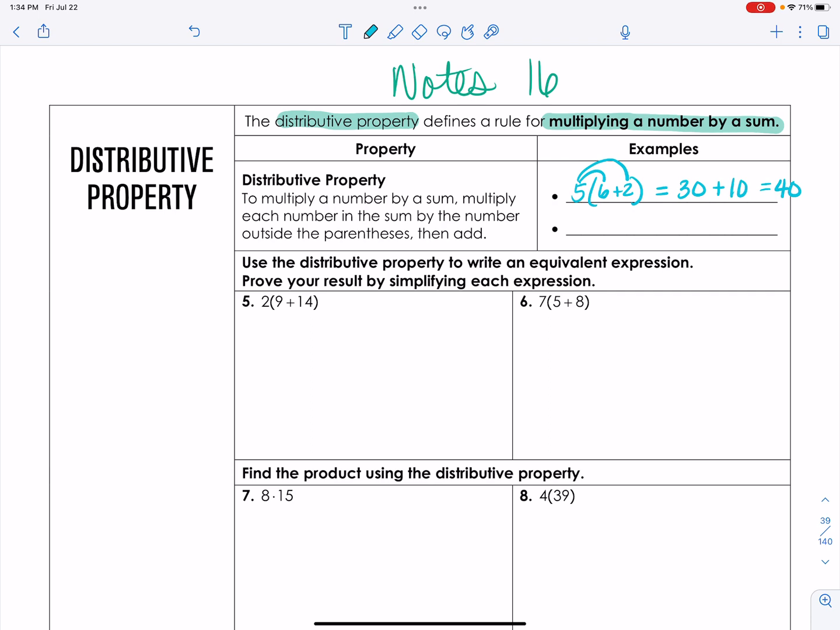On the next one, you would have 3 times 9 plus 4. So you would do 3 times 9, which is 27, and 3 times 4, which is 12. And 27 plus 12 is 39. That would have been the same thing if I had added those together: 13, and 3 times 13 is also 39. I'm not saying I always use the distributive property, but when I multiply big numbers, it can make it a little easier. I'm going to show you some examples of that.